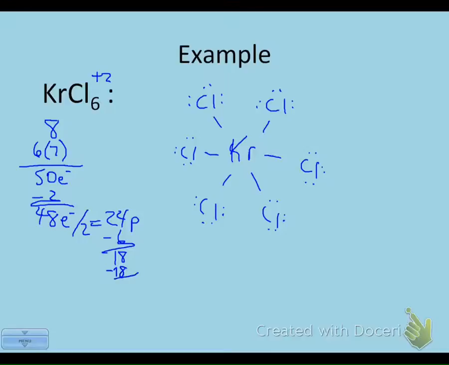So that's it. We're done. We check all our octets. The terminal atoms are all full with 1, 2, 3, 4 pairs each. And the central atom has, in this case, 1, 2, 3, 4, 5, and 6 pairs. It's in good shape also. It's an expanded octet this time. That's fine. Krypton is well down the periodic table. It can have an expanded octet, so it's fine.